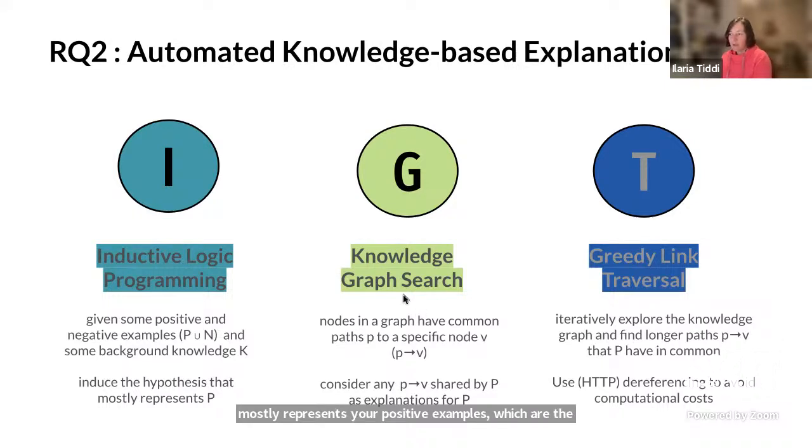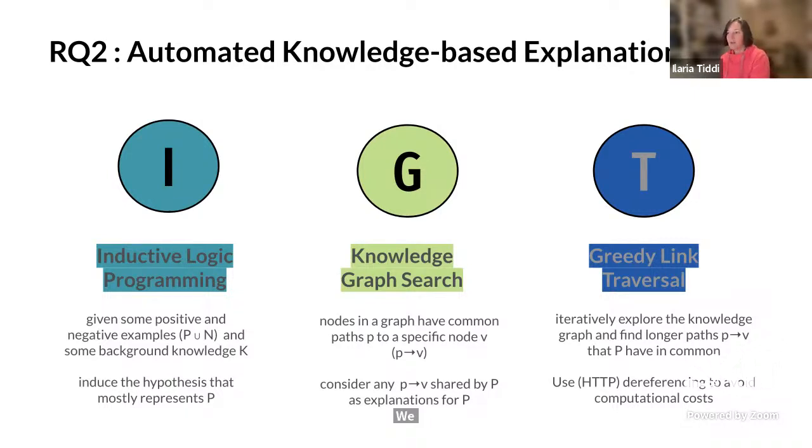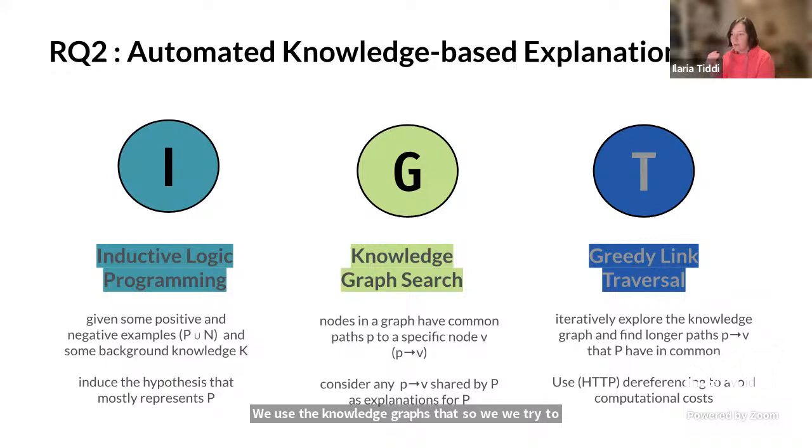We used a knowledge graph search, so we try to search the linked data graph in order to find a common path, which would be expressed in terms of predicates, relationships leading to a specific entity in the graph. So we call this path. And then we would consider any path that is common to all the positive examples as an explanation for the group of positive examples. And then in order to improve the graph search, we implemented a greedy link traversal strategy.